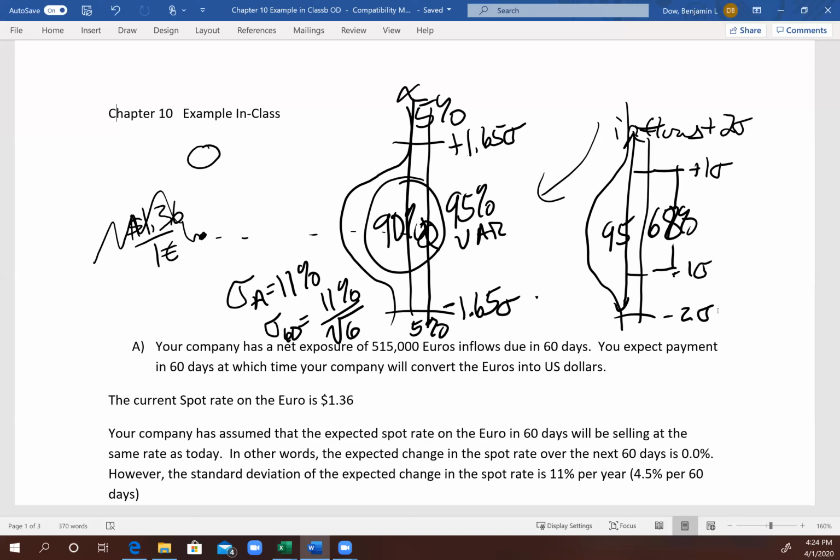Now, you don't have to worry about converting the annual to a periodic. I don't really care about that. I'll give you both. I just want you to recognize which one you need to use.